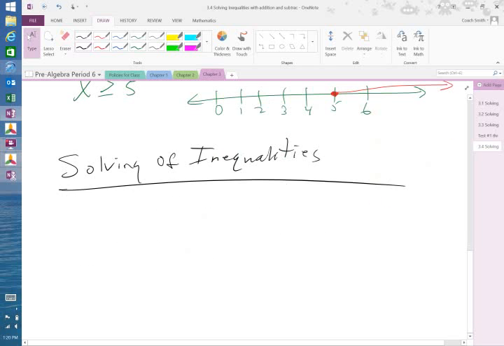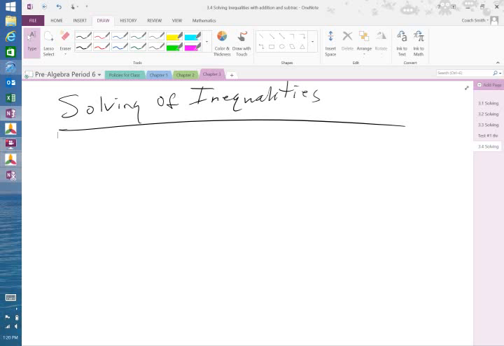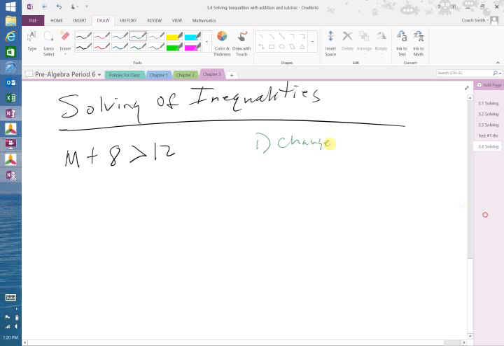Solving of inequalities. For example, let's see here. m plus 8 is greater than 12. Once again, step 1, change all subtraction to addition. Do I have any subtraction in this problem? No, I don't. Okay, step 2.